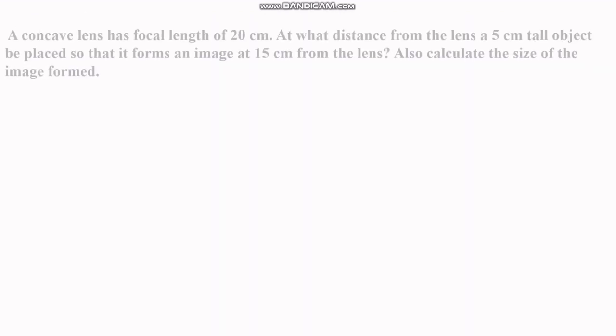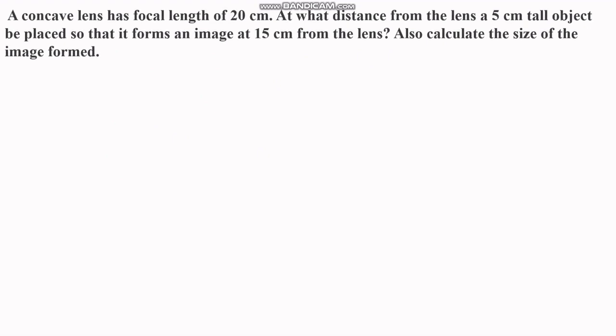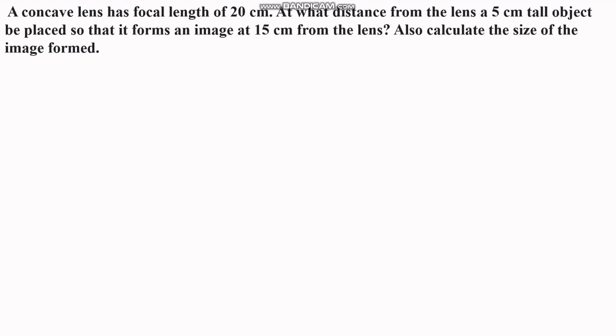Now let's move to the next question. A concave lens has focal length 20 centimeter. At what distance from the lens should a 5 centimeter tall object be placed so that it forms an image at 15 centimeter from the lens? Also, calculate the size of the image formed.